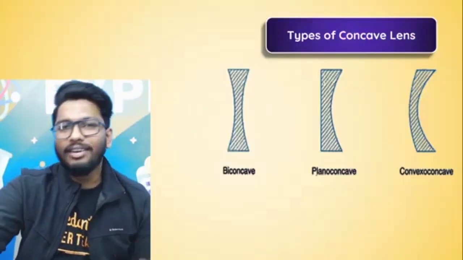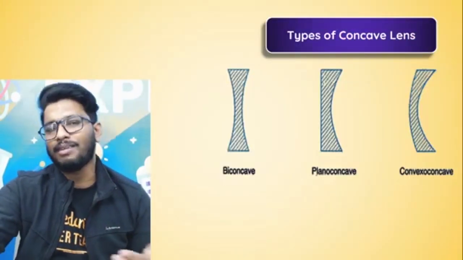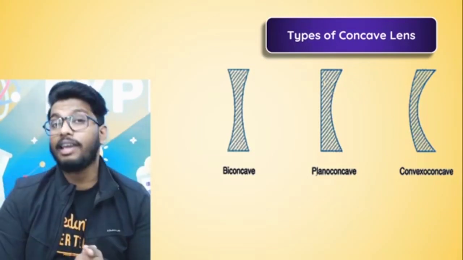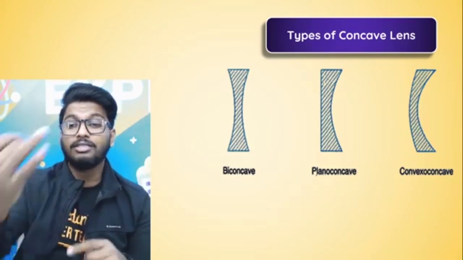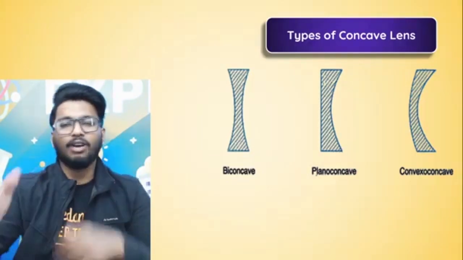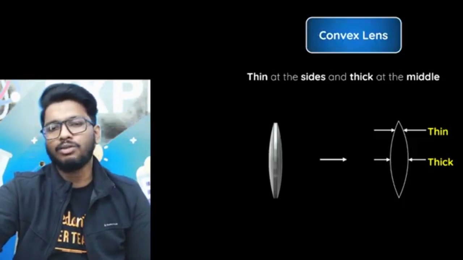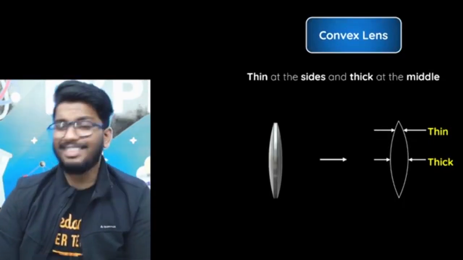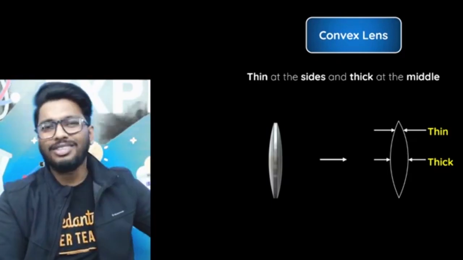When we talk about a convex lens, on the other hand, a convex lens is something which is thick in the middle and thin at the edges. Now there are different types of concave lenses. You have biconcave lenses, plano-concave lenses, and convexo-concave lenses, which is basically a combination of both concave and convex lenses as well. Then you have convex lenses, which are thin at the edges and thick at the middle, just the opposite of a concave lens.